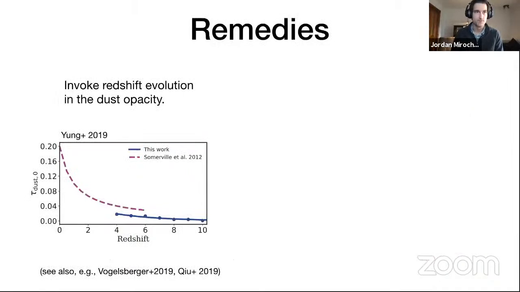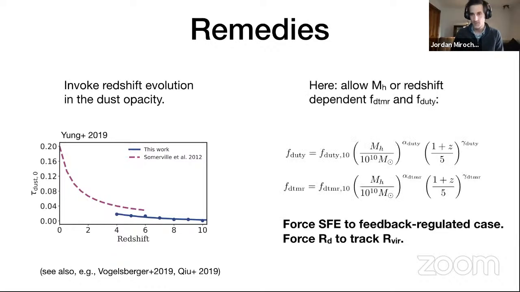Like Aaron, for example, has some nice papers that show that in order to avoid this problem, you need something like a redshift-dependent dust opacity. In this work, I'm going to take a slightly more generalized approach, and I'm just going to parameterize flexibly the duty cycle and the dust formation efficiency of galaxies and apply the same semi-empirical machinery to ask the data what these things have to be in order to save these physically motivated stellar feedback models. And I'm also going to force the dust scale length to know about the halo virial radius.